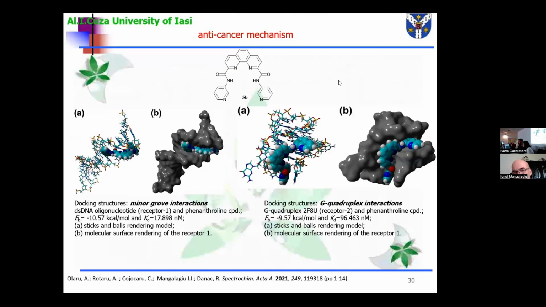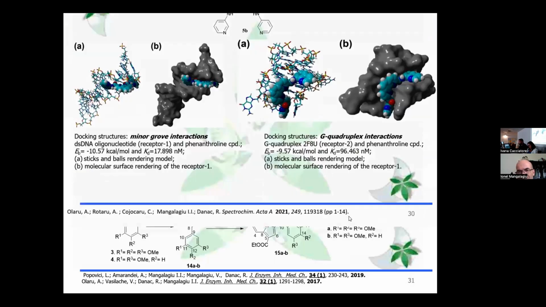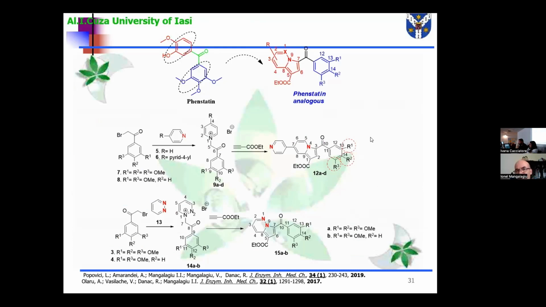We were trying to see which would be the most potent interactions, whether in the G quadruplex area, and we also took into consideration interaction with the minor groove. And as you can see here from the binding energy and dissociation constants, both are possible, but with a plus on the G quadruplex interactions, because the binding energies are smaller and the dissociation constants are higher. Okay.